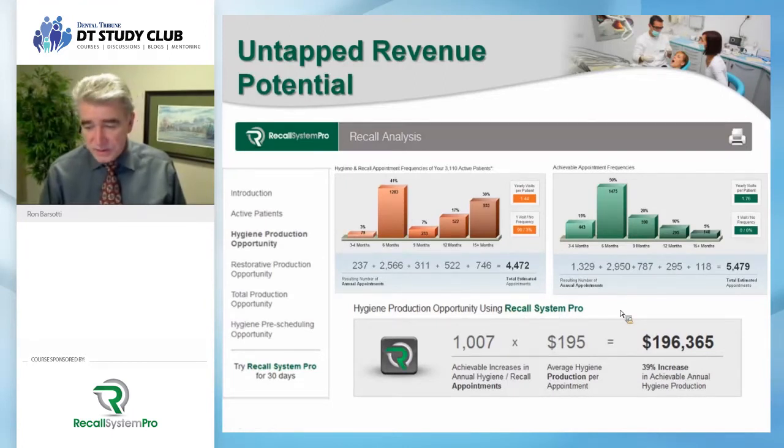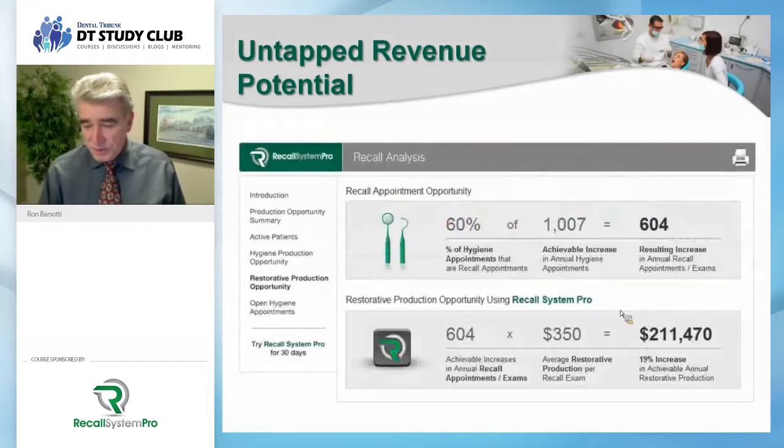As far as the potential increase in restorative production is concerned, in this segment of the report, we know that about 60% of all hygiene appointments result in recall examinations. And in this particular case, an increase in 1,000 appointments would result in an increase of approximately 604 recall exams on an annual basis. Again, we can calculate the increase a practice can expect in restorative revenues by multiplying the increase in annual recall exams by an average restorative production per recall exam. In this case, we've used $350 as an average production per exam, which again can vary among dental practices depending on fee schedules and the type of dentistry that they're providing. And again, we can input a practice's actual restorative production per recall exam to determine that.